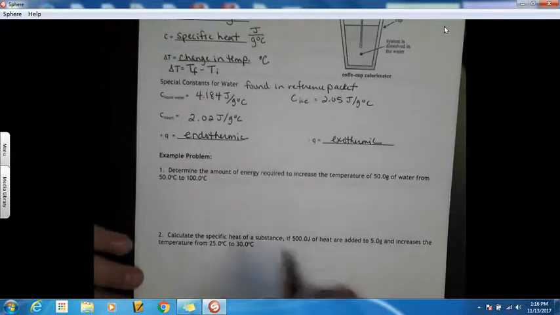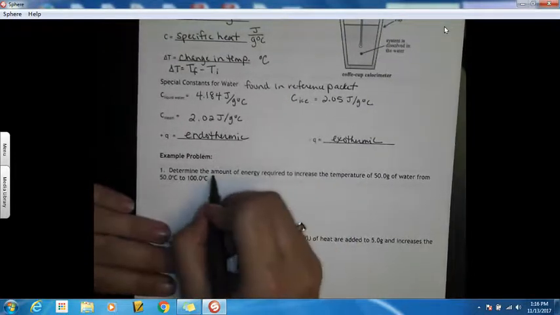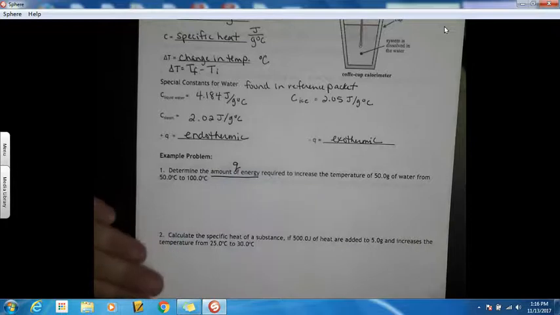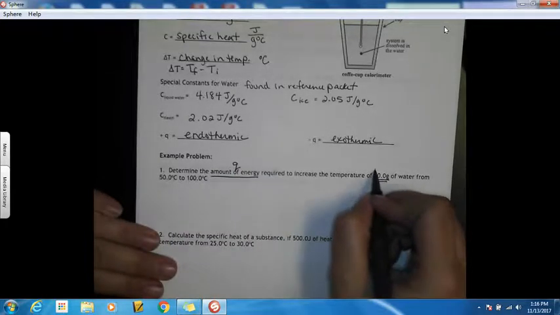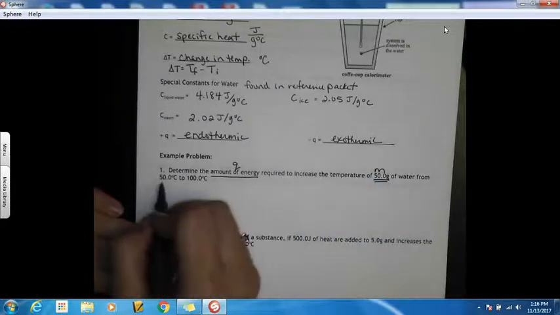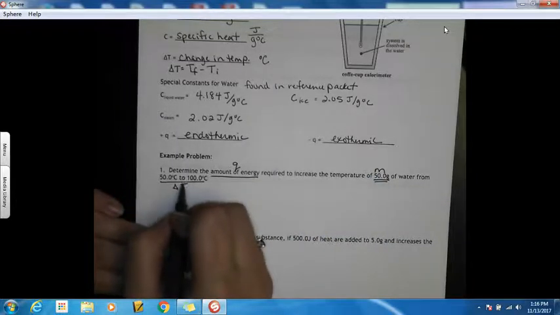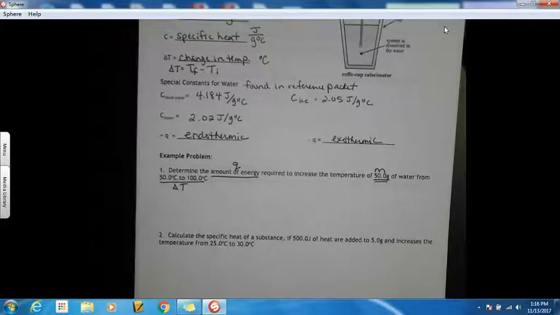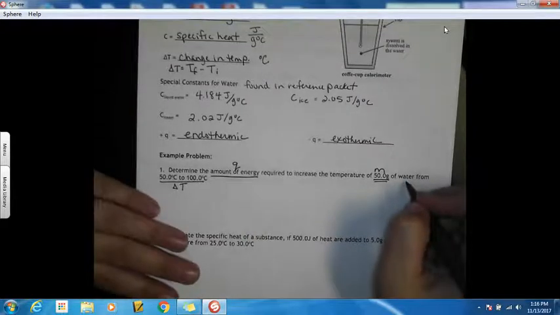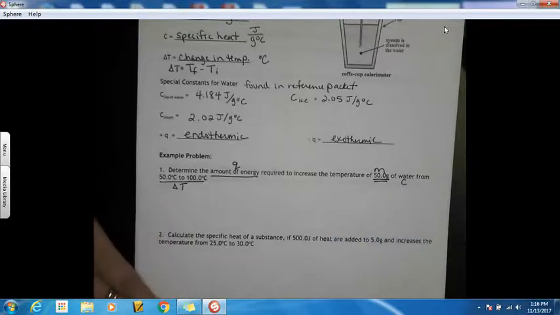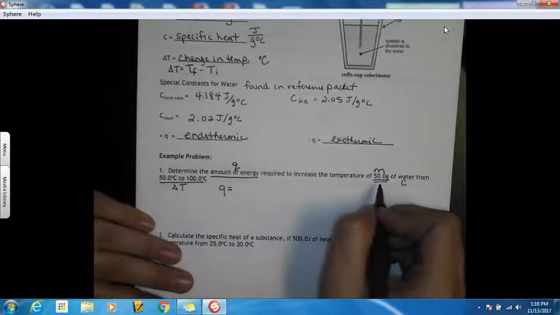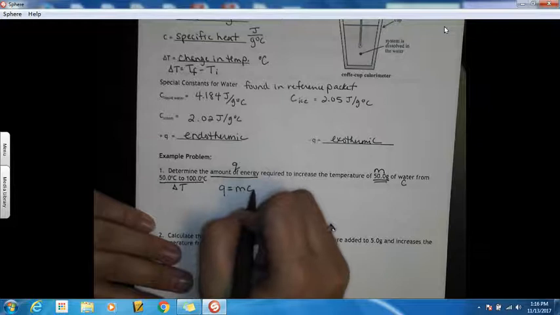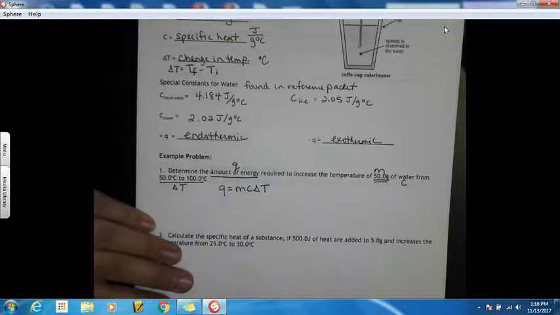First problem, determine the amount of energy. So we're looking for the amount of energy, we're looking for Q. That's required to increase the temperature of 50 grams, that of course is M, of water from 50 degrees to 100, and that's going to give us our delta T. Since we're talking about water, we would need to get our specific heat from water. Q is the amount of heat energy. That's equal to our mass times our specific heat times our delta T.